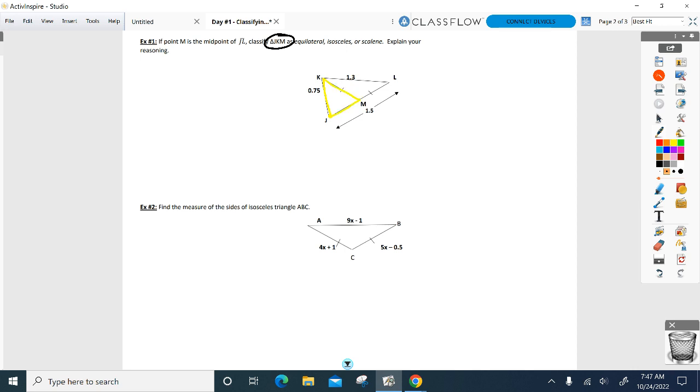I want to know what type of triangle that is. Is it equilateral, isosceles, or scalene? Well, hey, you can't tell me right now unless you know something about all three sides. And I only know that this side, KJ, is 0.75. That's the only side I know. We have to find more then. M is the midpoint of JL. Give me the length of JM and ML then.